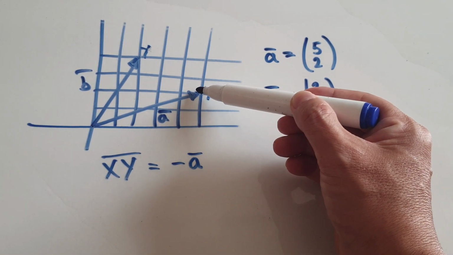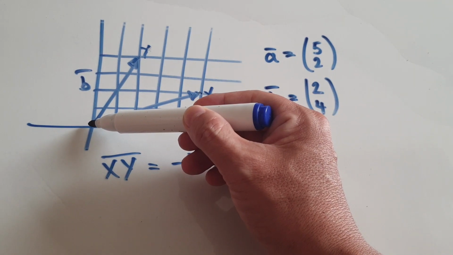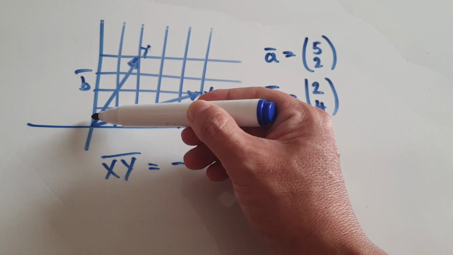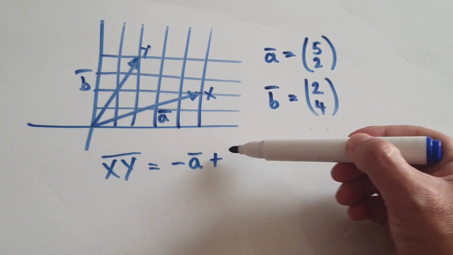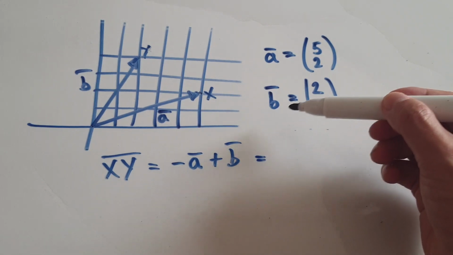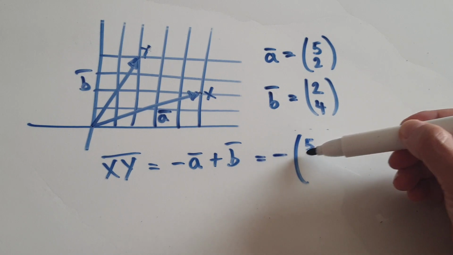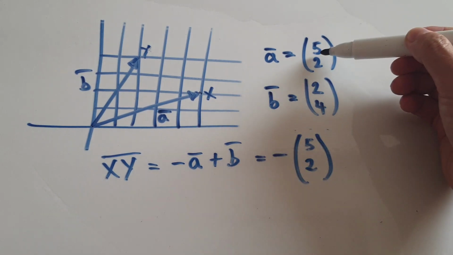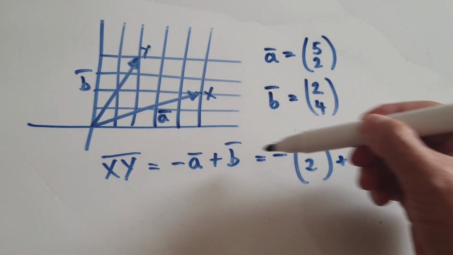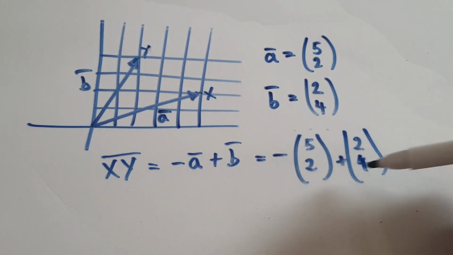So imagine you're standing here, you would walk all the way back to the origin, and then from the origin, you would go in the direction of B, which would be plus B. So this vector here would be the same as minus the vector A. So this is vector A, minus the vector A, and then plus the vector B, 2 and 4.